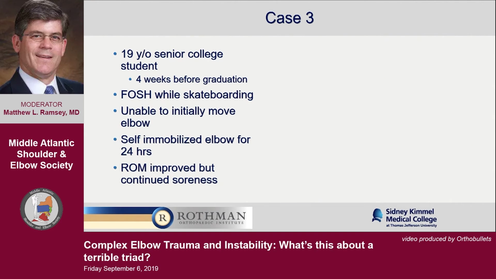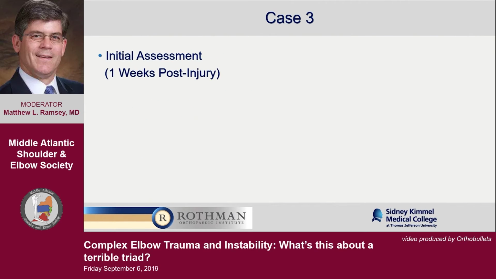Okay, all right. So this is a 19-year-old senior from Villanova. He was skateboarding, four weeks before graduation, so right now he's in the midst of finals. He falls and is unable to initially move the elbow. He self-splinted his elbow for about 24 hours. His range of motion improved, but he continued to have soreness for many days, and that's when he presented. One week post-injury, he presents to the office.